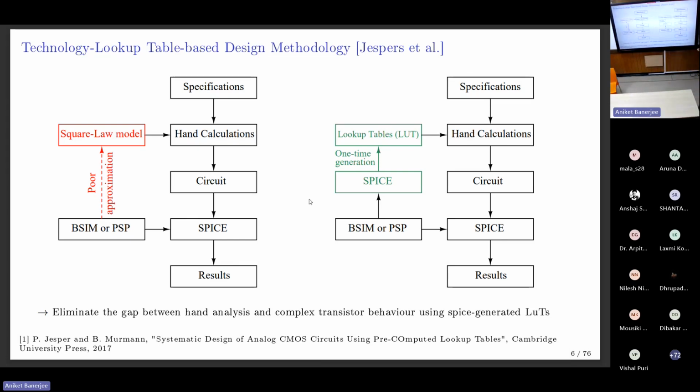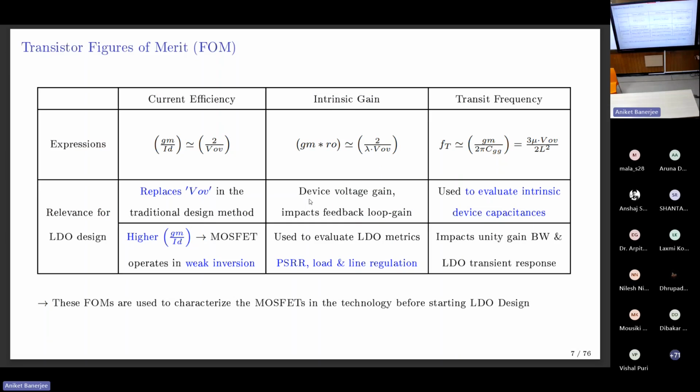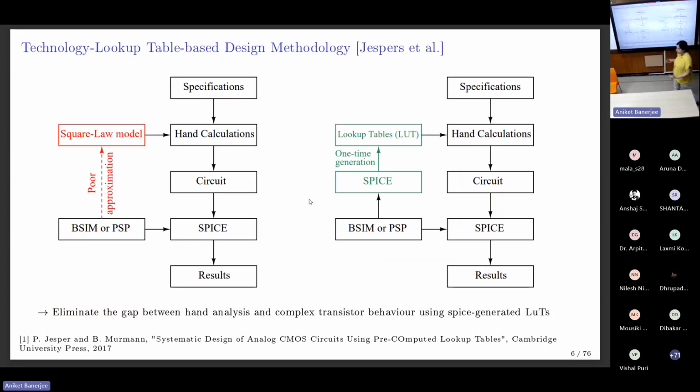So if you're interested to read more, there's a very good paper by Jespers, and there's a book by Professor Norman and Jespers, which is on systematic design of analog CMOS circuits using pre-configured lookup tables. I know all this is fancy, but I like the word systematic here the most. Because it might look tedious in the beginning, but systematic stuff gives you easier results and more in the end.